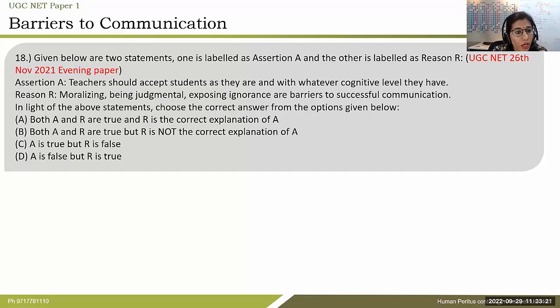So here, the teacher should accept the students as they are. Yes, because moralizing or being judgmental becomes a barrier to successful communication. That is, both of them are true, and the reason is the correct explanation for the assertion. So here option number A is the correct option.